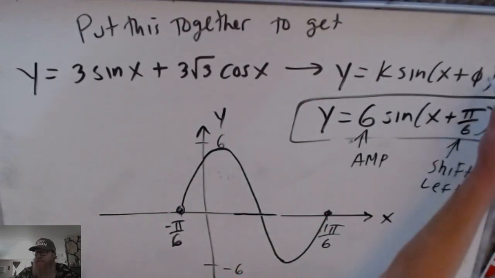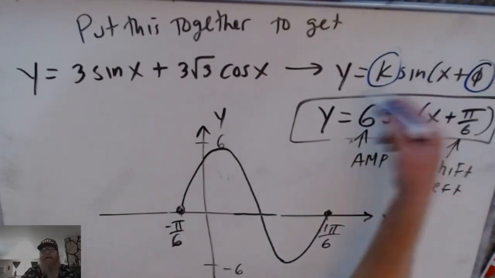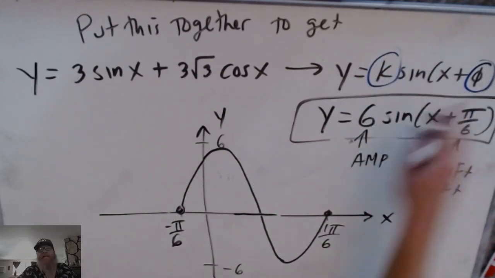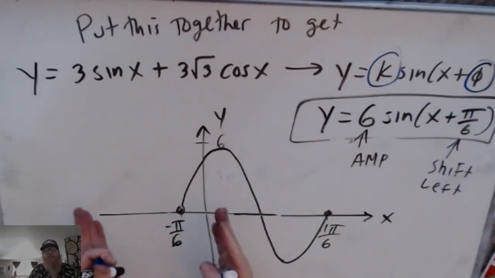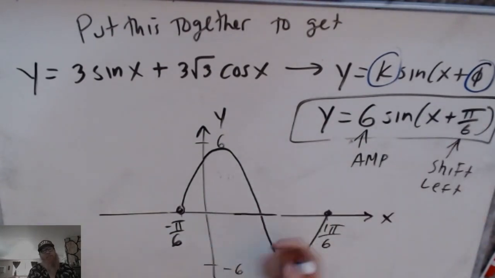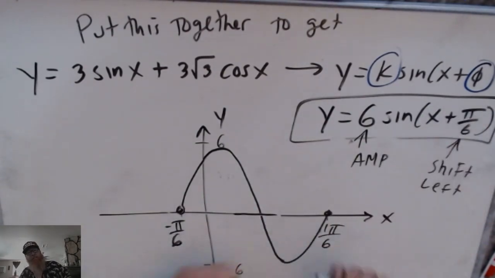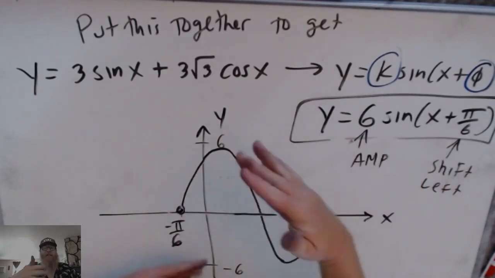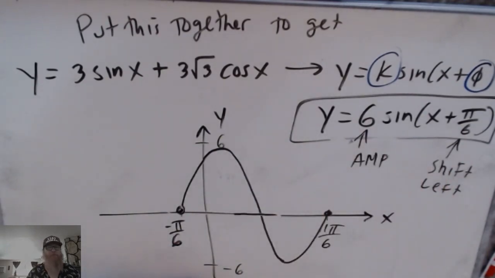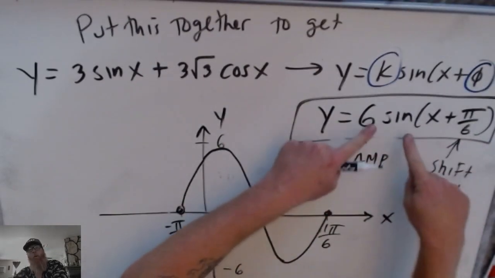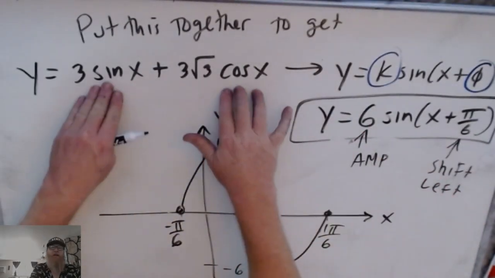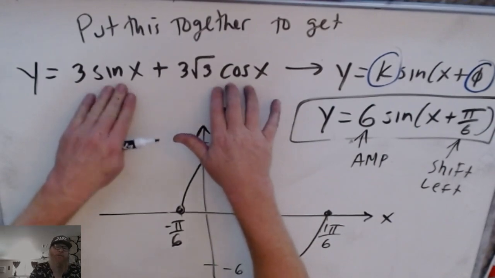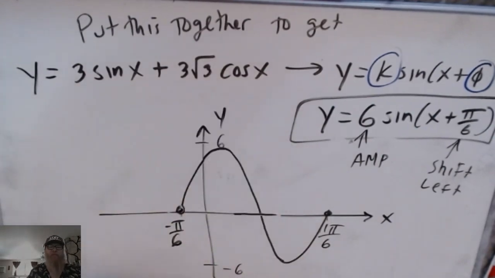And so that's the significance of the k and the phi. The phi is telling you the way it's been shifted. If it's positive, it shifts left. And if it's negative, it shifts right. And the 6 is telling you the amplitude of the function. It's much easier to graph one trig function than it is to try to graph two. This would have taken you much longer to try to graph the sum of these two trig functions.